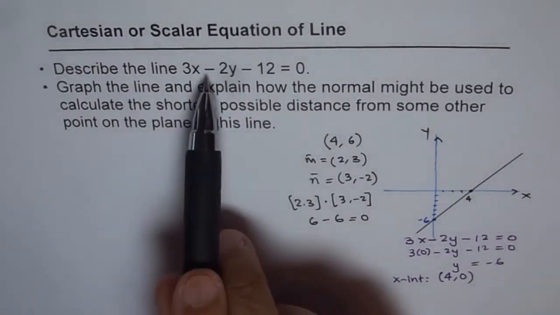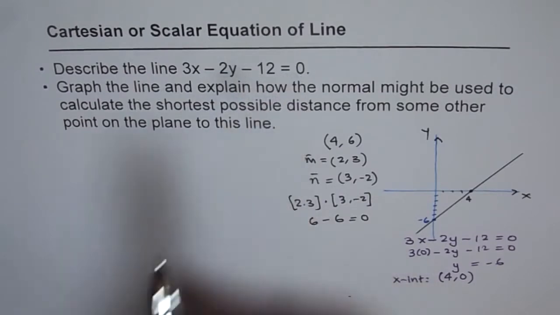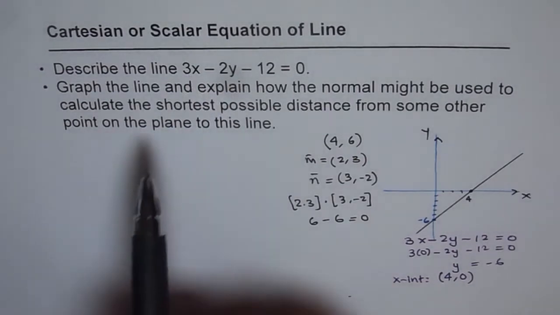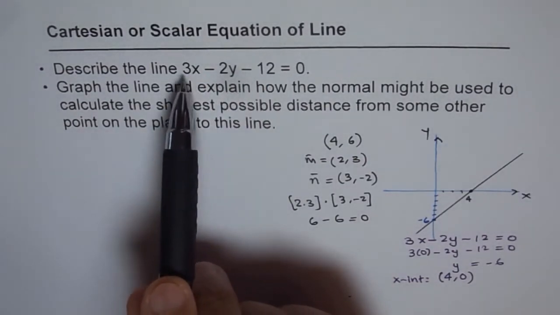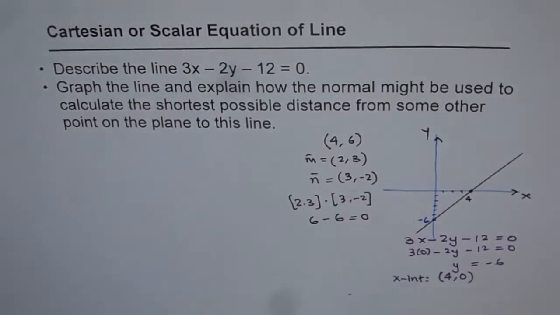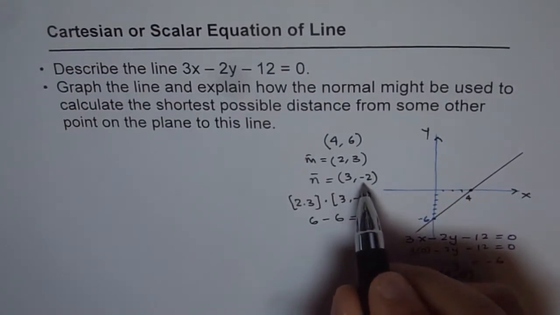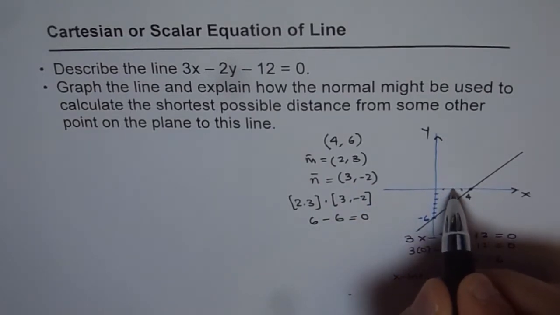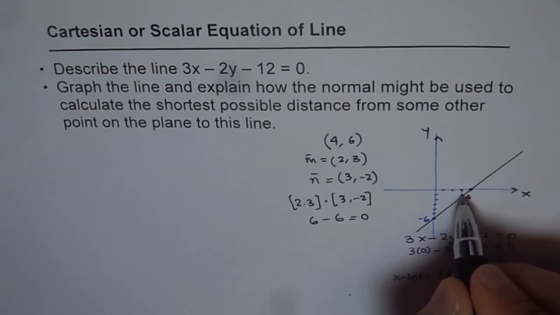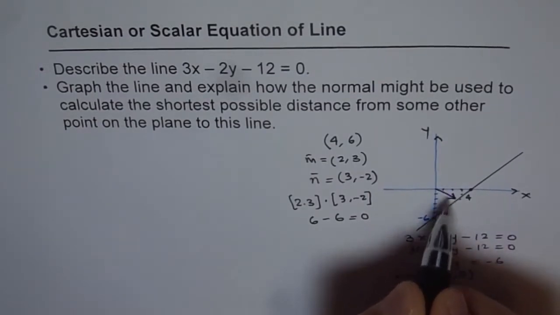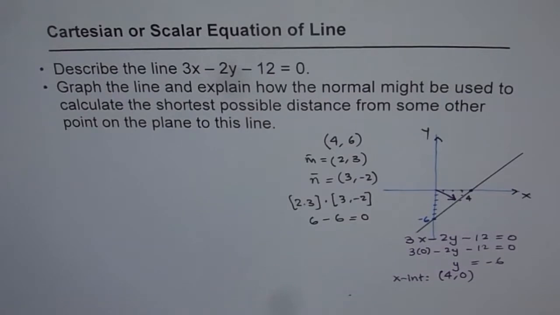So what we learn from here is that the line 3x minus 2y minus 12 equals 0 gives us the normal vector, and the normal vector for this line is 3 comma minus 2, as mentioned here. Now I can draw this normal vector in the Cartesian plane, which is 3 comma minus 2. That means 1, 2, 3 units along x and 2 down. So somewhere here, we get the normal in this direction. So that is my normal to the line.